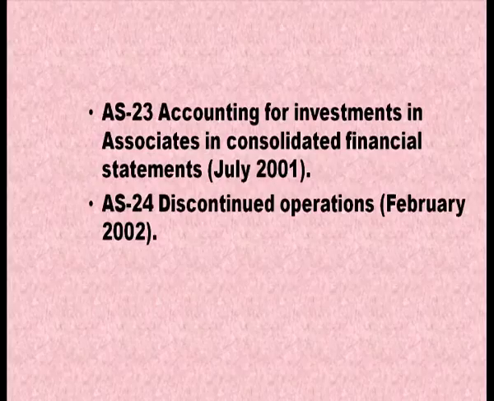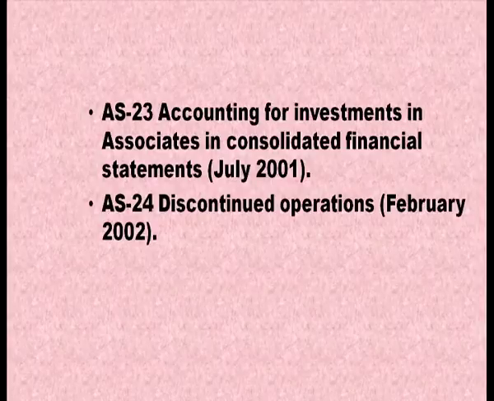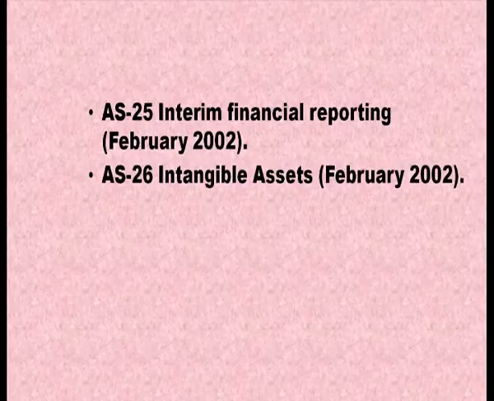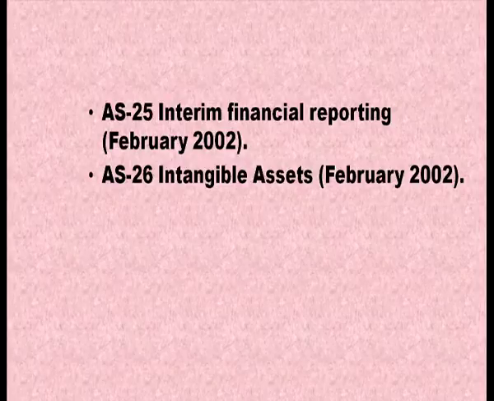AS 23, Accounting Standard 23, is for accounting for investment in associates in consolidated financial statements. And if there are any discontinued operations, they are disclosed in Accounting Standard 24. Accounting Standard 25 is about interim financial reporting, and Accounting Standard 26 is about intangible assets.